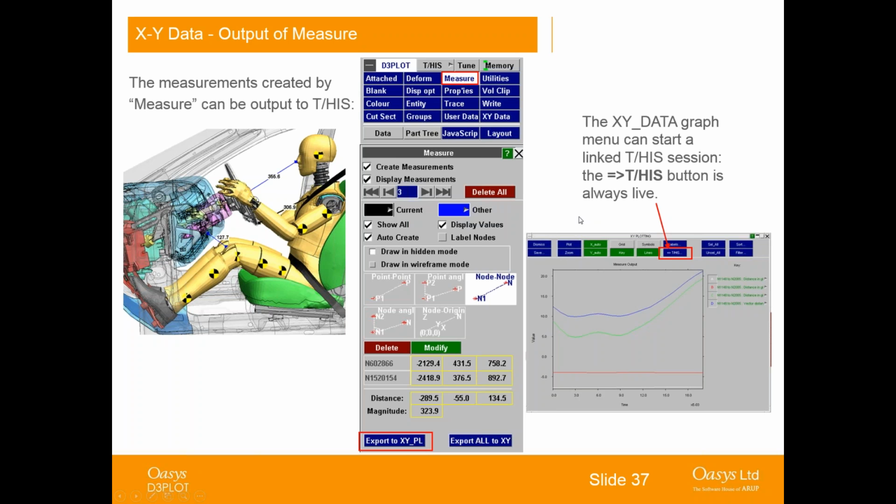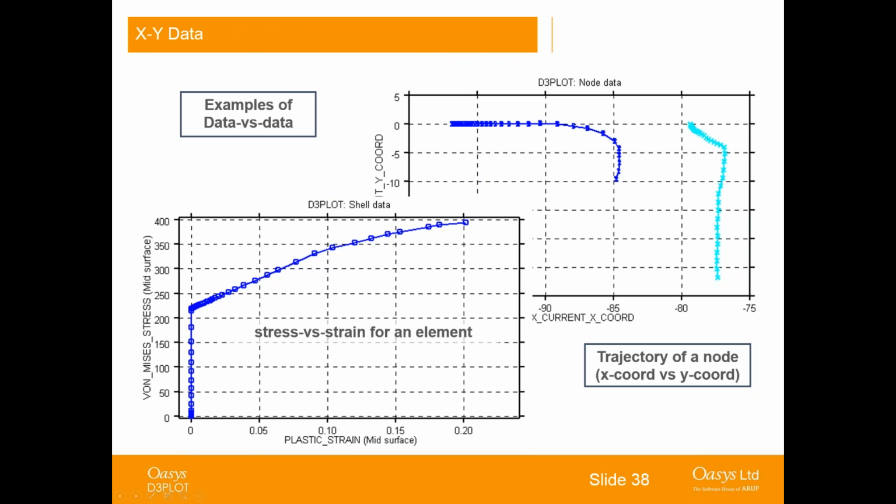D3plot is intrinsically linked to THIS, which is another Oasis program. And what we can do is click on one button and it will take the result from D3plot to THIS. THIS is a software that we use to plot time history data. Okay, so I won't spend too long talking about that, but that is a useful feature.